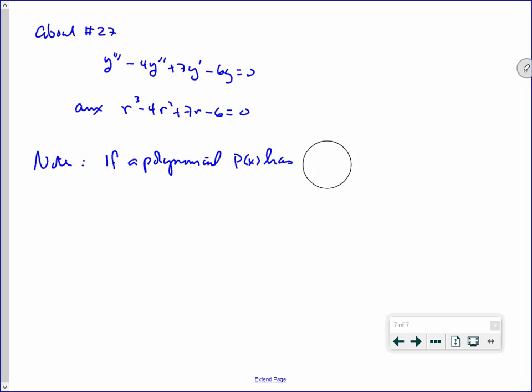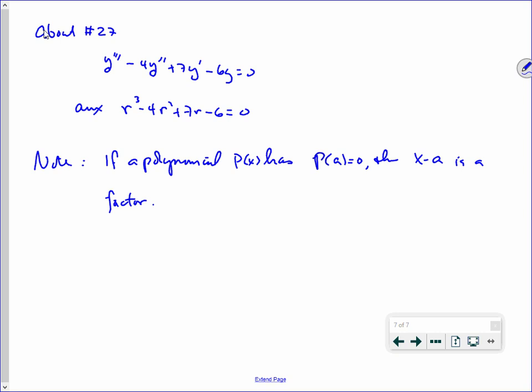So say if you have a polynomial p of x, and p of some number equals 0, then x minus that number is a factor. Okay. So if you can figure out where this equation equals 0, if you can get one spot where that's equal to 0, that'll get you started on the factors.